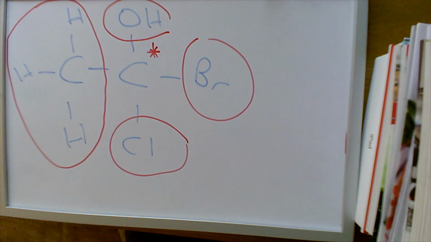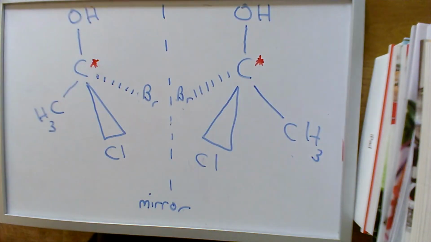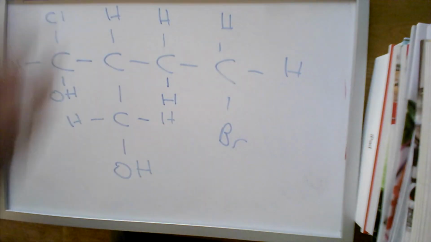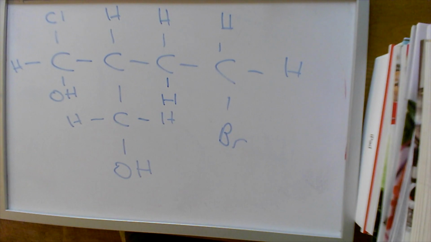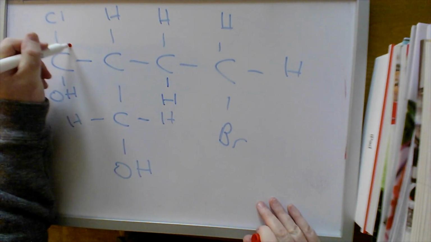So if I want to draw those optical isomers and show that they are mirror images of each other, I would draw them in the following form. So this is how I would draw the 2 enantiomers. Now I draw them in tetrahedral forms. I mark in the chiral center, and the dashed line represents the mirror, and one of the enantiomers would rotate plane polarized light to the right, that would be the plus form, and one to the left, that would be the minus form.